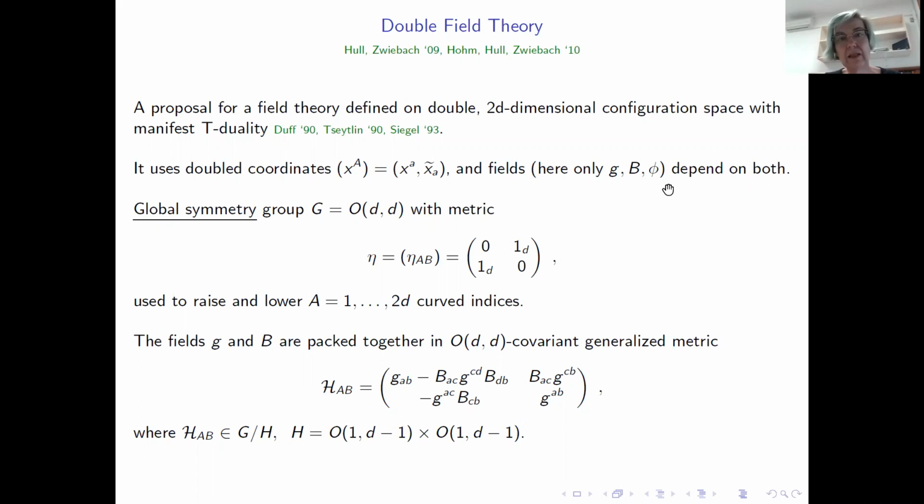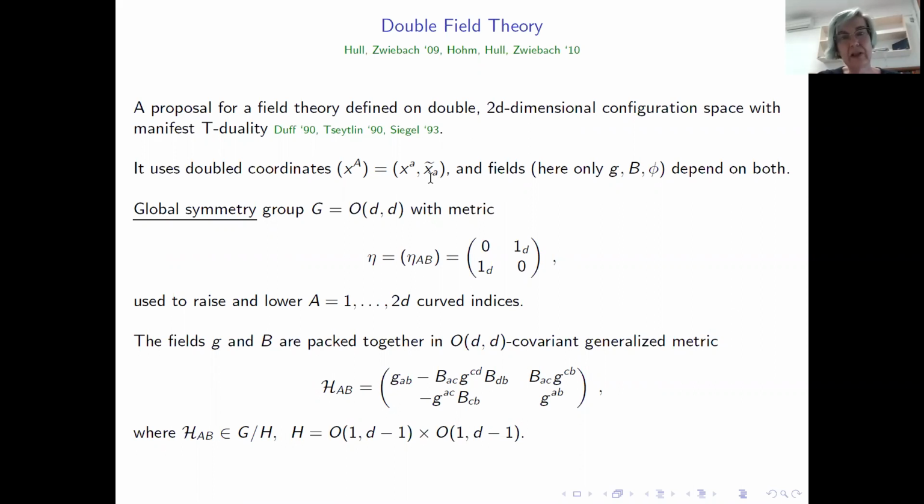As I said, it's a field theory defined on a 2d-dimensional configuration space, so it uses a double set of coordinates. Do you see my pointer? Yes. Anybody? Okay, thank you. So we use double coordinates. Capital letters will always denote the double set of coordinates, be it curved or flat, space-time or bundle. So we have the standard coordinates, which we extend by another set of dual coordinates.